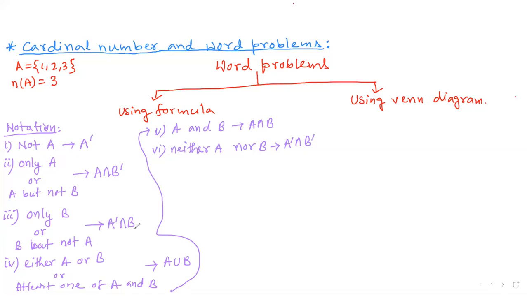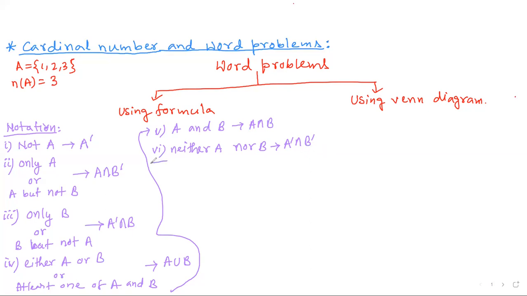complement intersection B. Next notation, either A or B, or you can say at least one of A and B. For this type of sentence, we can use the notation A union B. Next notation, A and B, means we can use A intersection B. And the next one, neither A nor B. For this type of language, we can use the notation A complement intersection B complement.